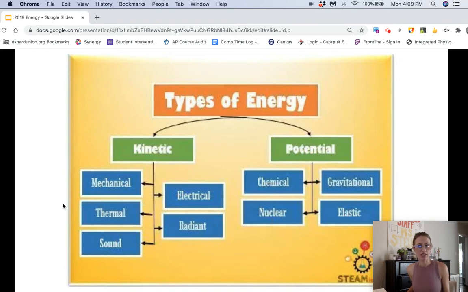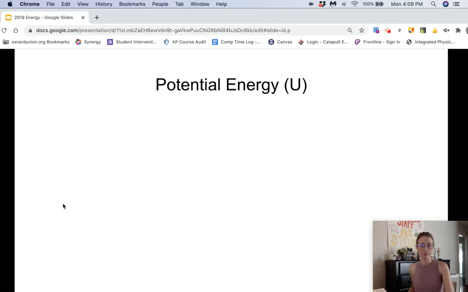Now, in this little presentation today, we focus on three main types of energy in physics: mechanical kinetic energy, gravitational potential energy, and elastic potential energy. Potential energy in AP Physics is denoted by a capital U. If you have taken my CP class before, you have seen this as just PE, but in AP we use a capital U for potential energy. Don't ask me why, I don't know.